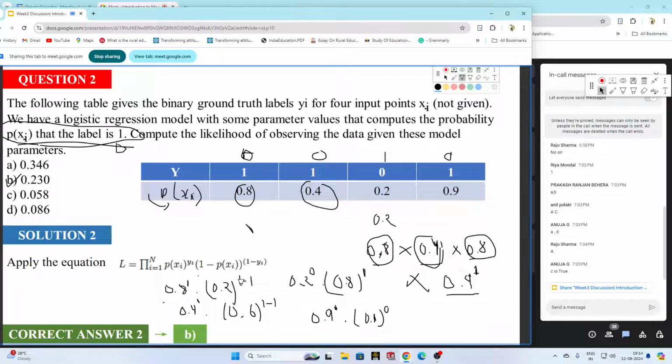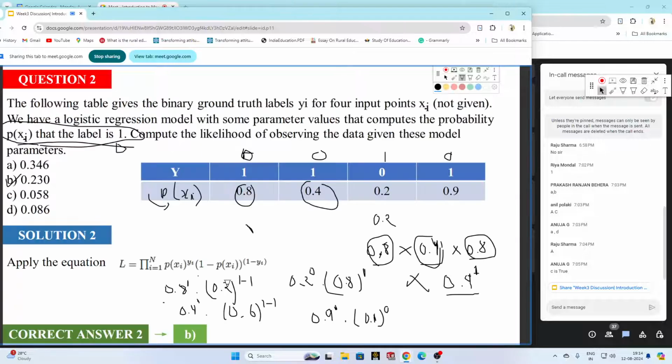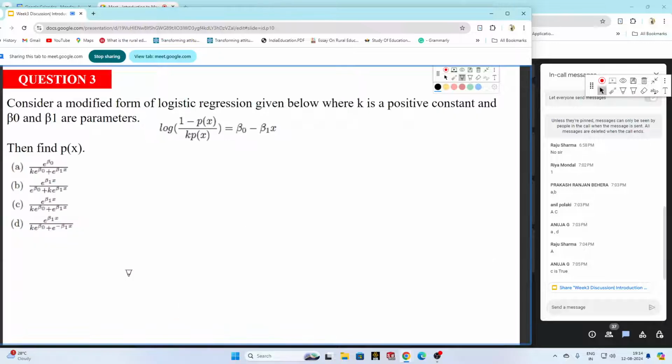Okay, so let's move to the third question. It is clear, right? Likelihood, this is the formula. So consider a modified form of logistic regression given below, where k is a positive constant and beta naught and beta 1 are the parameters. So this is log of (1 minus p(x)) divided by (k p(x)). K must be some positive constant here, and we have to find p(x).